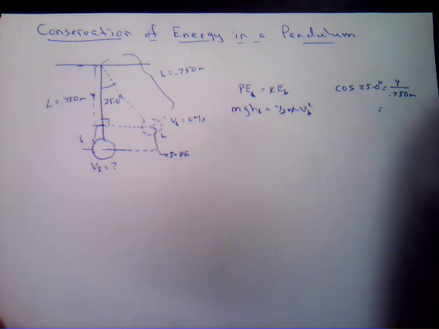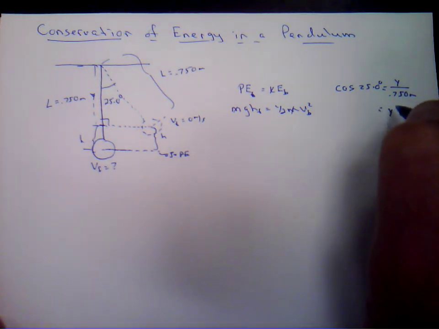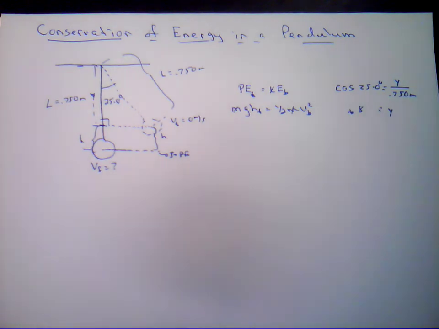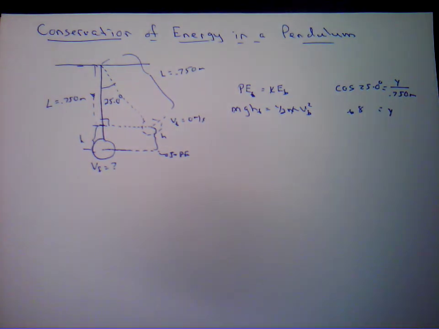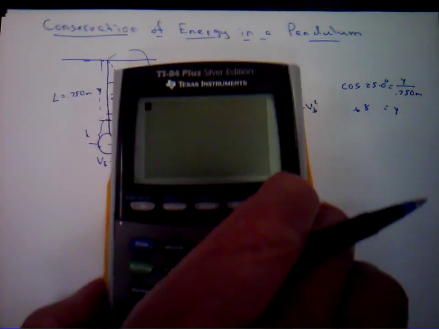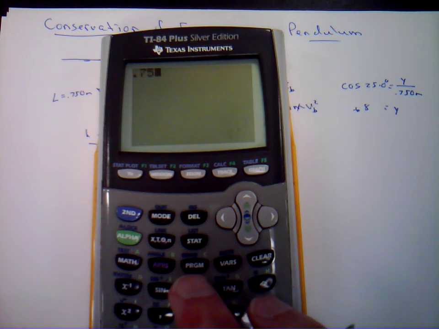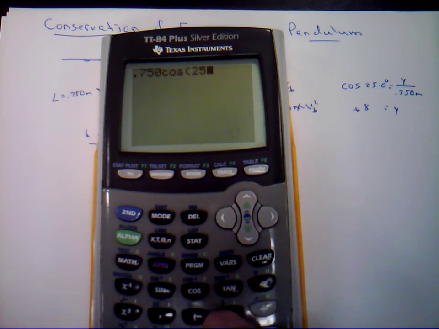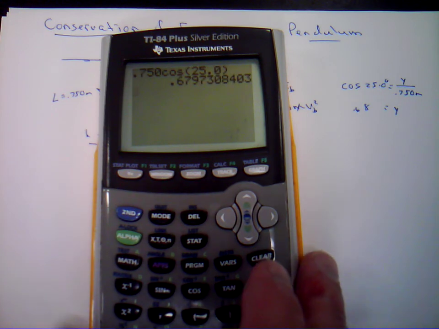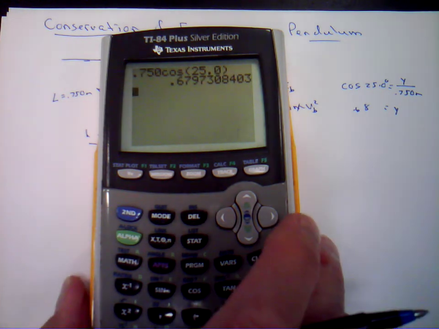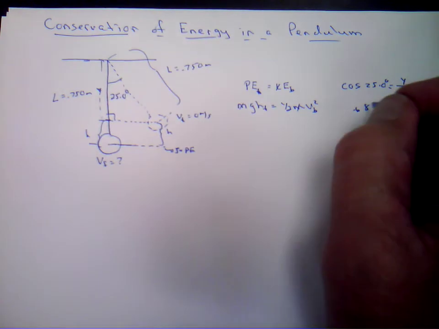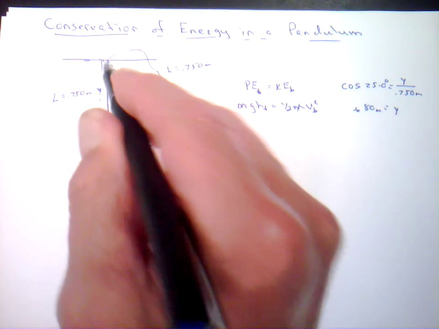Now you should be able to do the math on this. This y is going to be 0.68. Let me make sure I do that math correctly. I'll clear everything. This is going to be 0.750 times cosine of 25.0 in parentheses. It's going to be 0.6797. So when we round to 3 significant digits, it's 0.680 meters for this y distance.